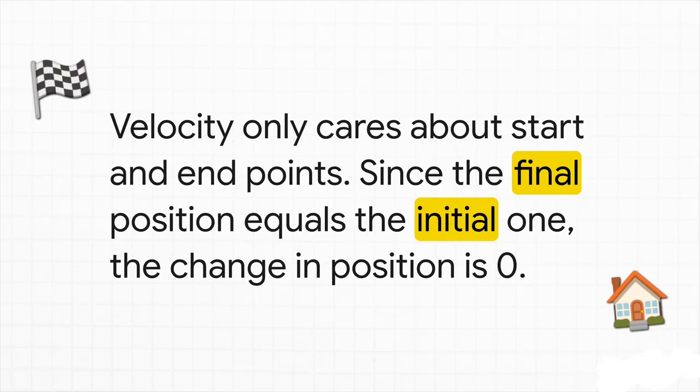So, let's think about your velocity for that whole trip. Remember, velocity only cares about your change in position from start to finish. Well, where did you start? Your driveway. Where did you end? Your driveway. Your overall change in position is 0, nothing. And 0 divided by any amount of time is still just 0. So your average velocity for the whole trip was 0.